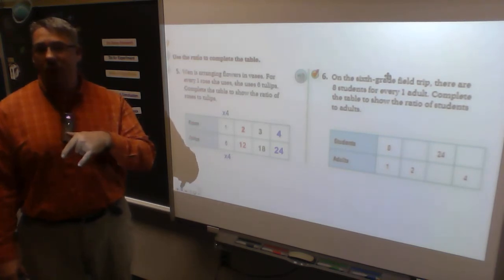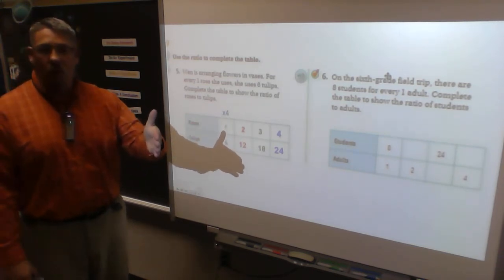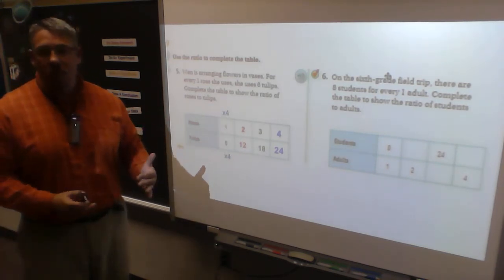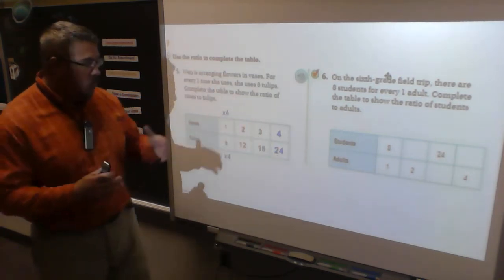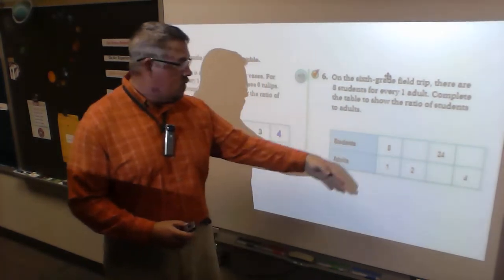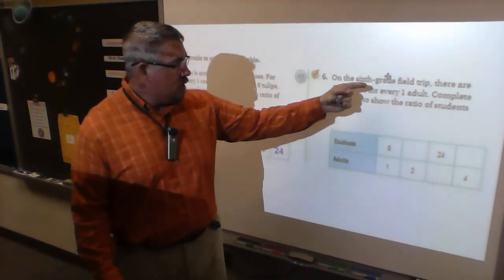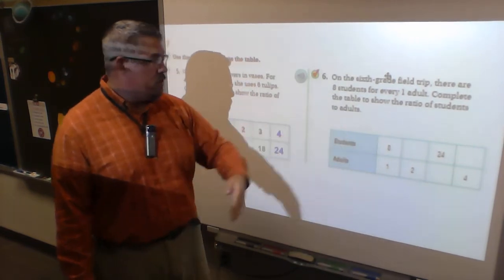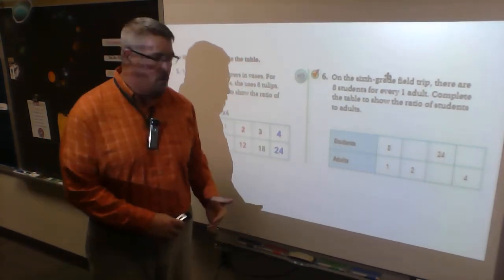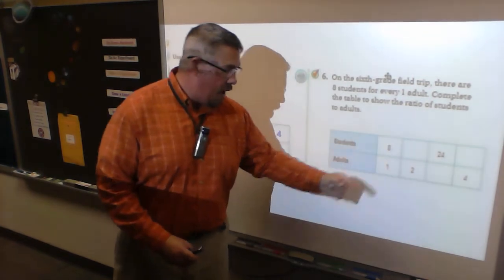Now notice the next ratio table. It's a little different, isn't it? It doesn't just give me a straight row. So I have to figure out what I'm doing to either the top number or the bottom number to get the next number. So what I mean is, like here we have students to adults. On the 6th grade field trip, there are 8 students for every 1 adult. Complete the table to show the ratio of students to adults. So for every 8 students, I have 1 adult.